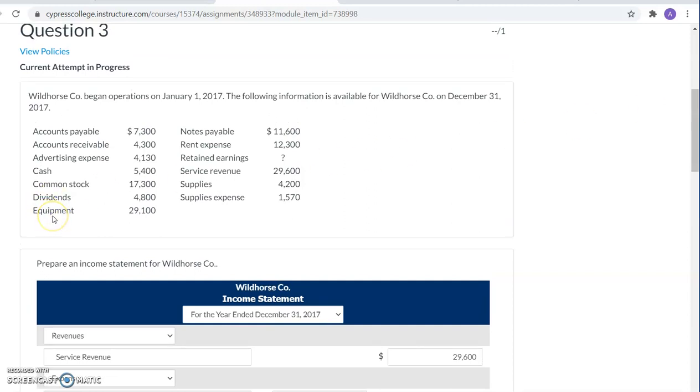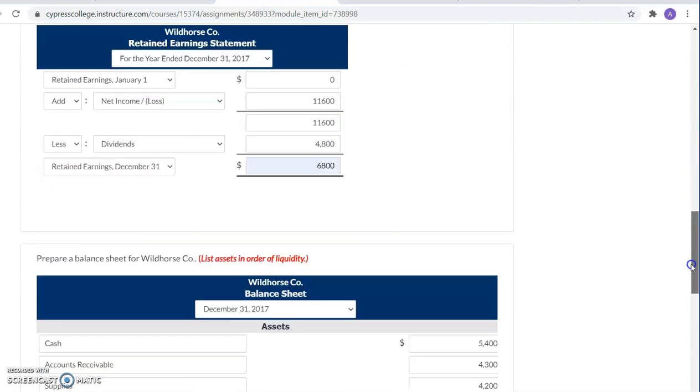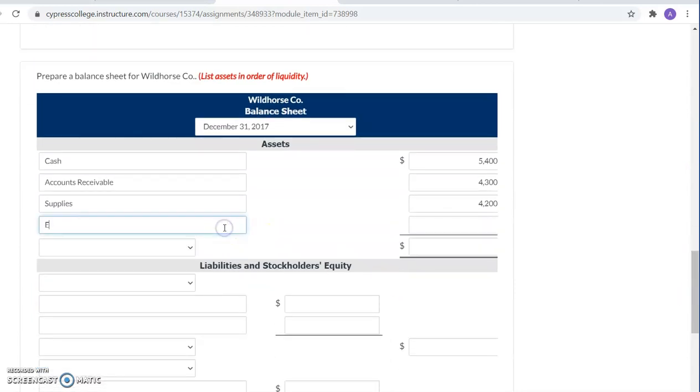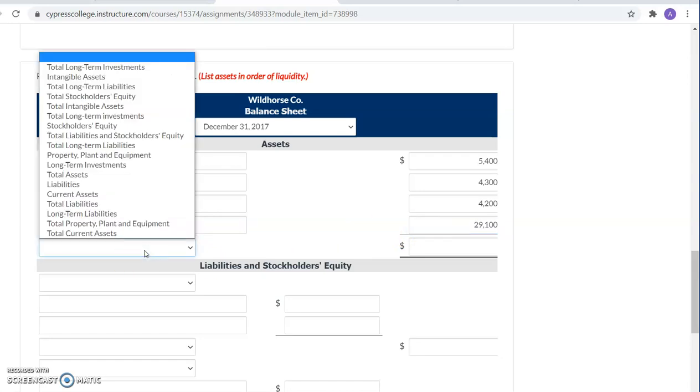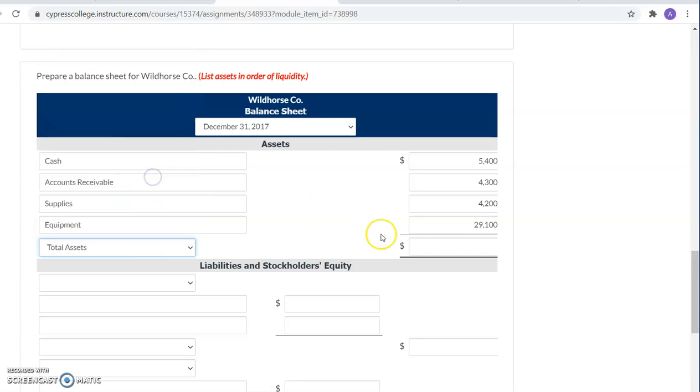And last, I'm going to list out equipment, because this equipment, I expect to use it for the long term. So I'm going to list my equipment last when it comes to my assets section. And I need to go ahead and add up my total assets.